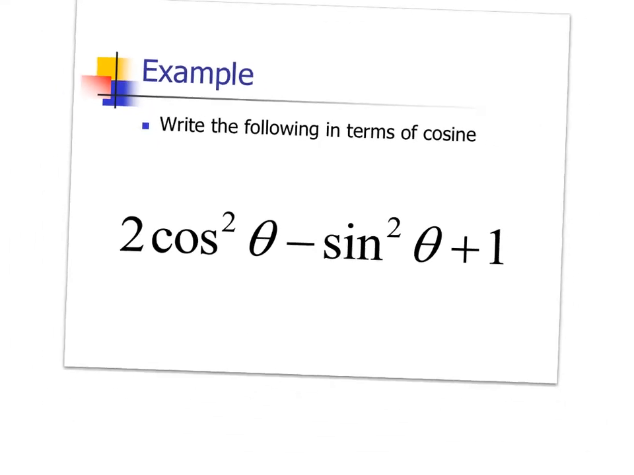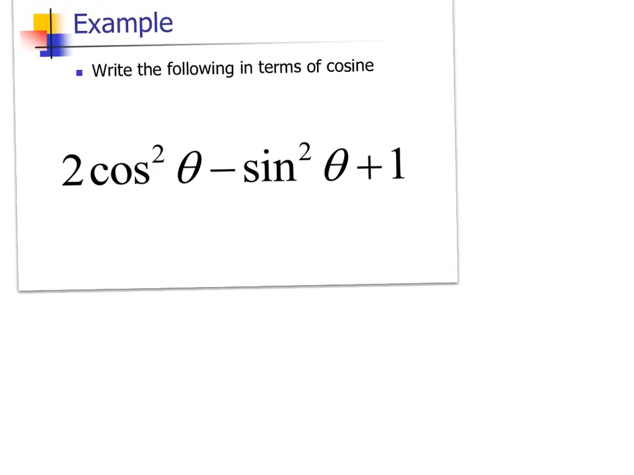Real quick, let's go ahead and kind of shrink this. And this one says we want to write it in terms of cosine. So we already got cosine right here. Okay, so what about this guy? Can I write this guy in terms of cosine?